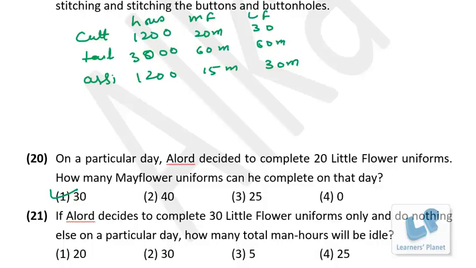Okay, if a lot decides to complete 30 Little Flower uniforms only and do nothing else on a particular day, how many total man hours will be idle? So 30 Little Flower uniforms, so 30 into 30, 900 minutes have gone, so it's left with 300 minutes in case of cutting. Then 30 into 60, that is 1800, so 1200 minutes left here, and then 30 into 30, 900, so 300 minutes left here. So 300, 1200 and 300, that is 1800 minutes, that means 30 man hours will be idle.